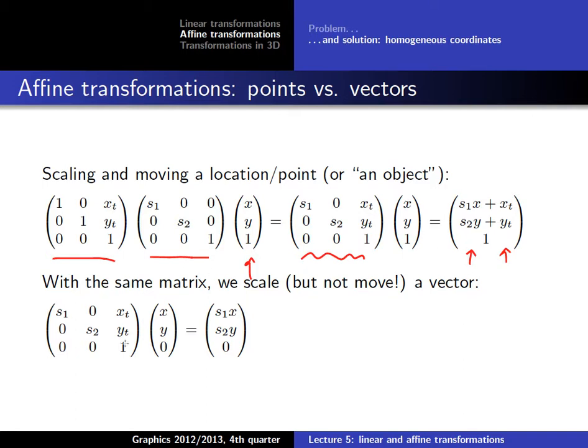And of course we see if we apply the same matrix to a vector, then of course we only do the scaling, but there are no values added here, which is of course important because we do not want to translate a vector. So even if we use a matrix that includes translation, we get only the operations that are reasonable for vectors, which are only the linear transformations and not the translations that are depending on a certain location, because a vector doesn't have a location.